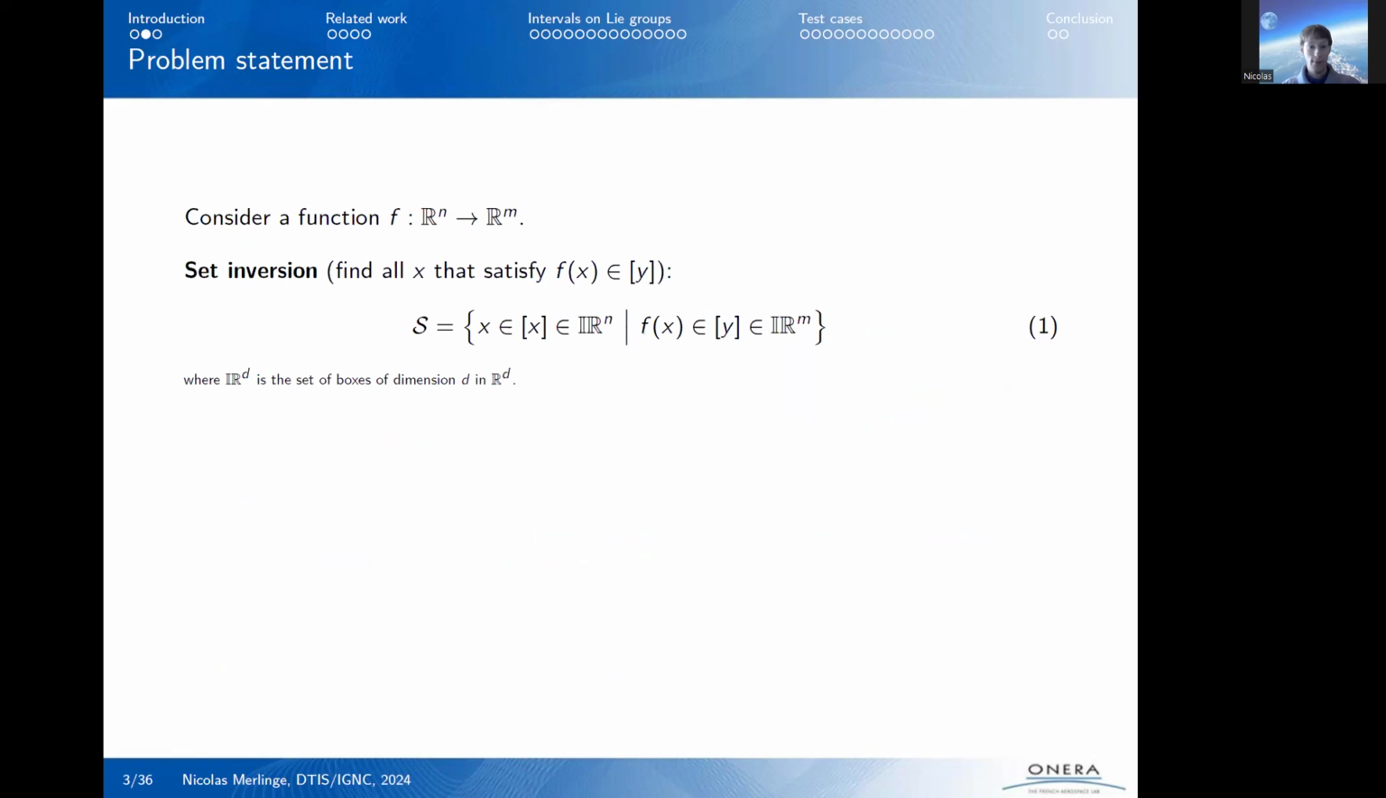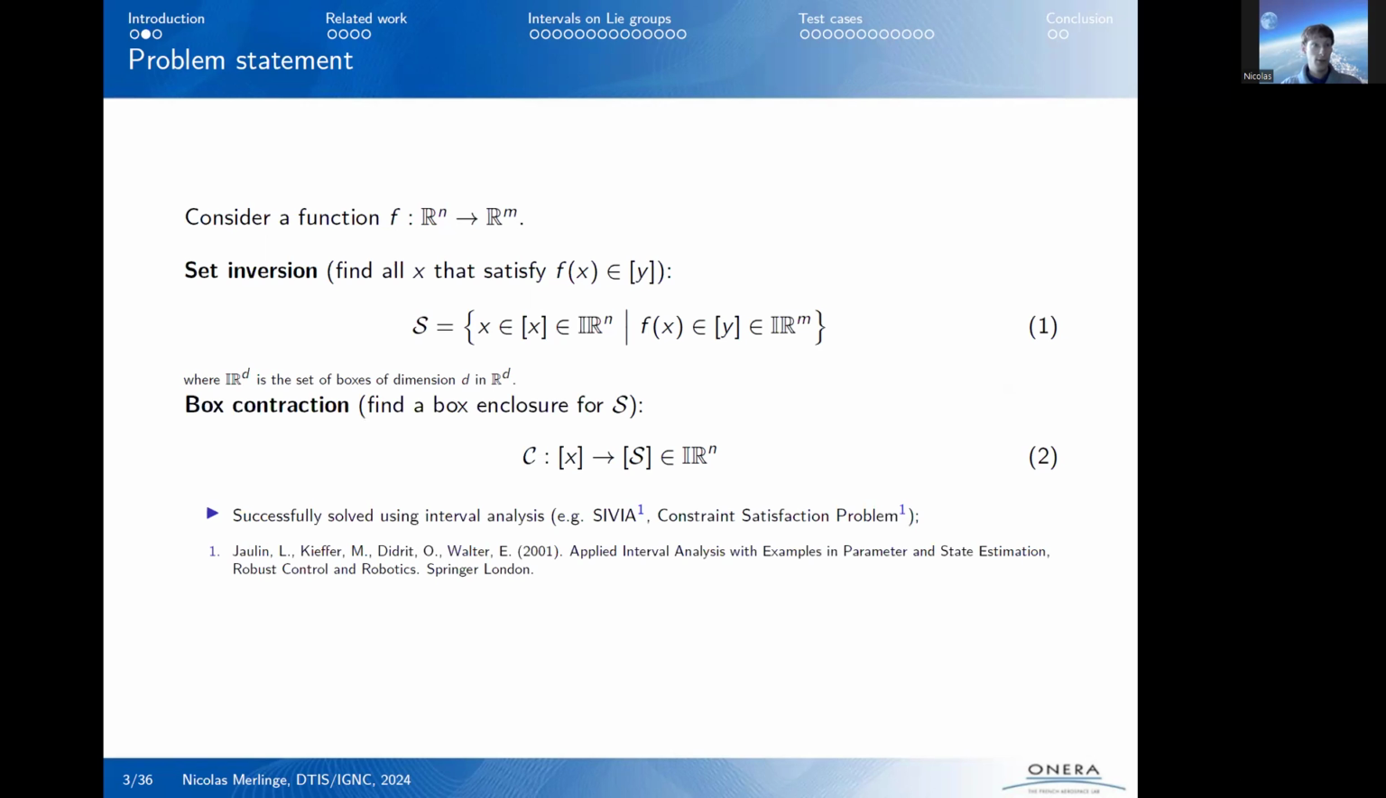To state the problem more precisely, I'm interested in performing set inversion and box contraction on Lie groups. Set inversion consists of finding all elements of an input domain X that satisfy the constraint that f of x belongs to an output domain Y. We can also see box contraction as a box hull, an interval hull of this solution set. The two problems are quite related in that way.